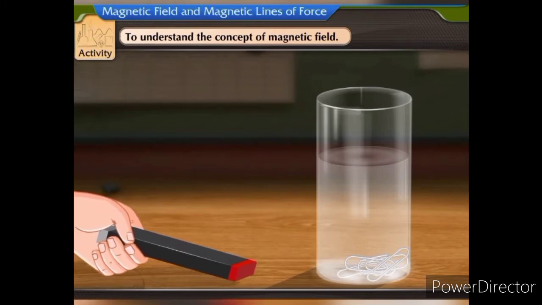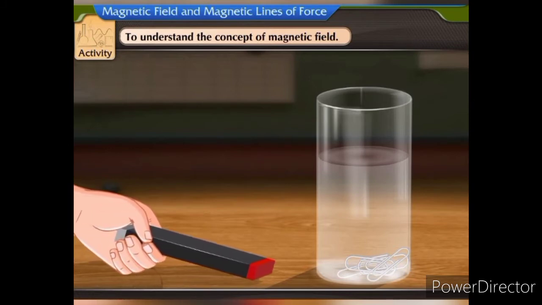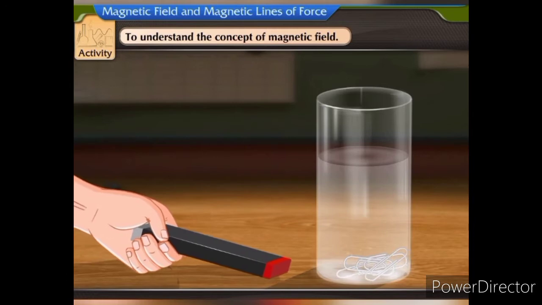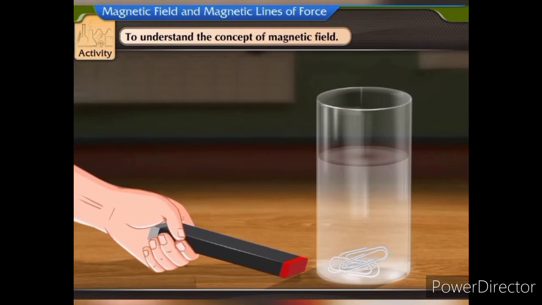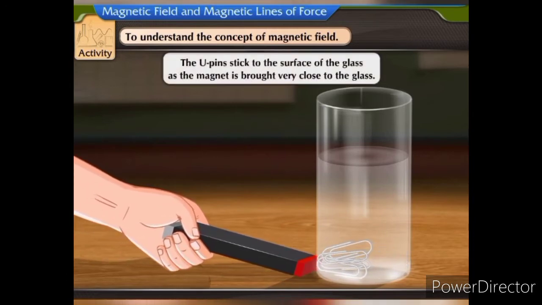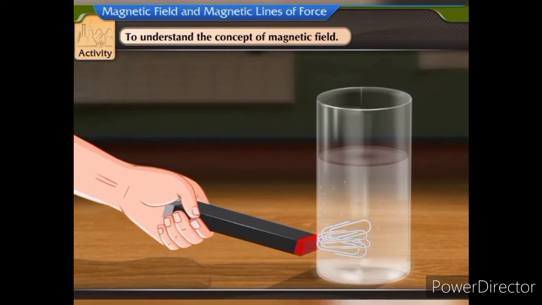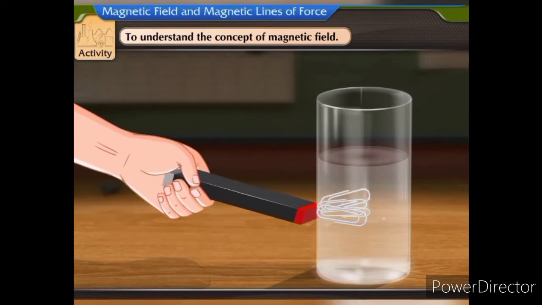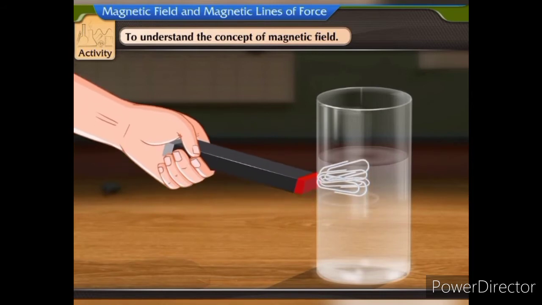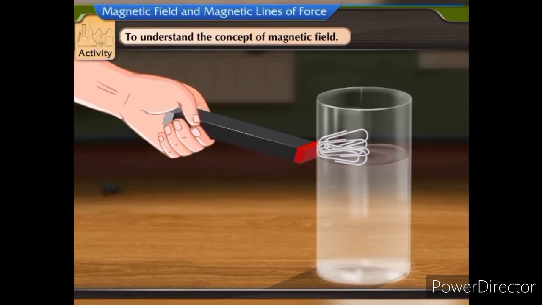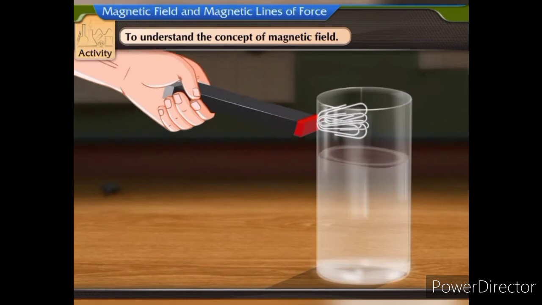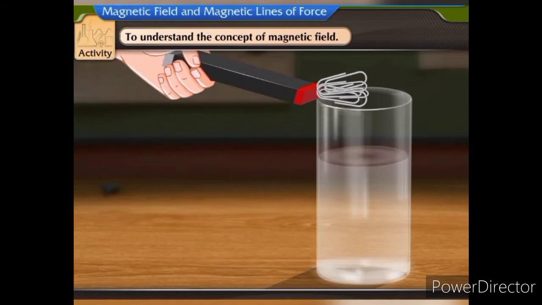You can see that as the magnet moves nearer to the glass, the U-pins move towards the magnet. The U-pins stick to the surface of the glass as the magnet is brought very close to the glass. Now, move the magnet in the upward direction in contact with the glass. You will notice that the U-pins are also pulled upward along the inner side of the glass.